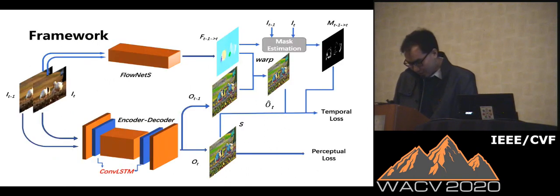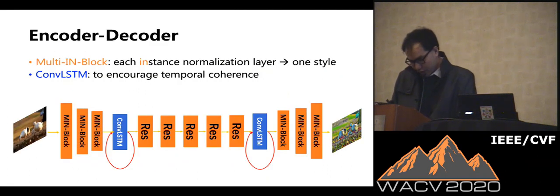So this is the pipeline of our framework. We build upon the encoder-decoder network. During the training, we stylize two frames together and use the existing flow estimator to regularize the flows. In the encoder-decoder, we specifically design two modules. The first one is a multi-IN block, where the IN here indicates an instance normalization layer. We use one IN layer to learn one style example.